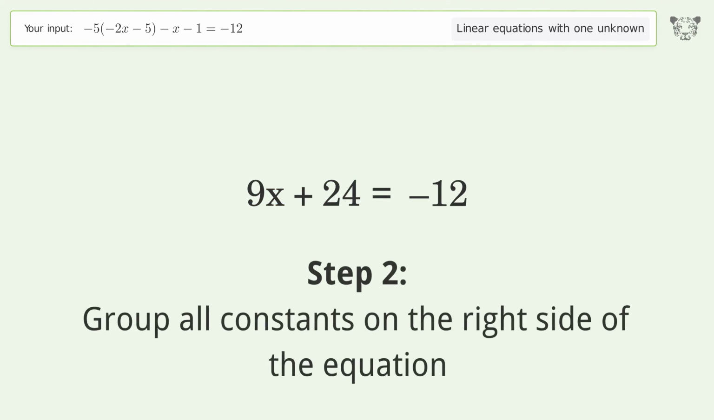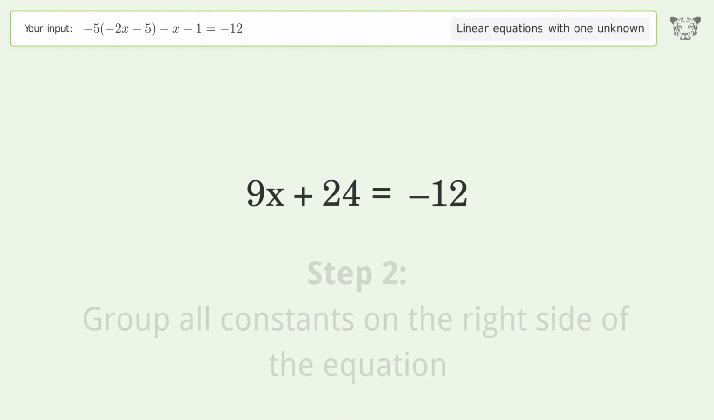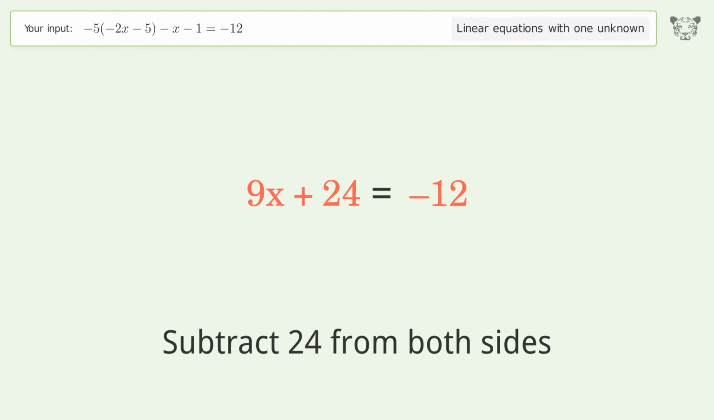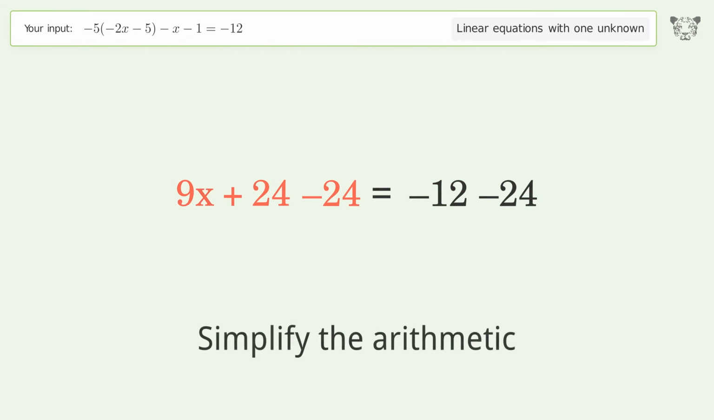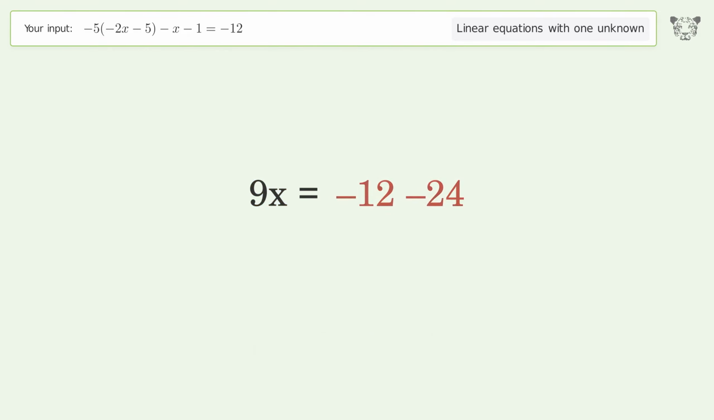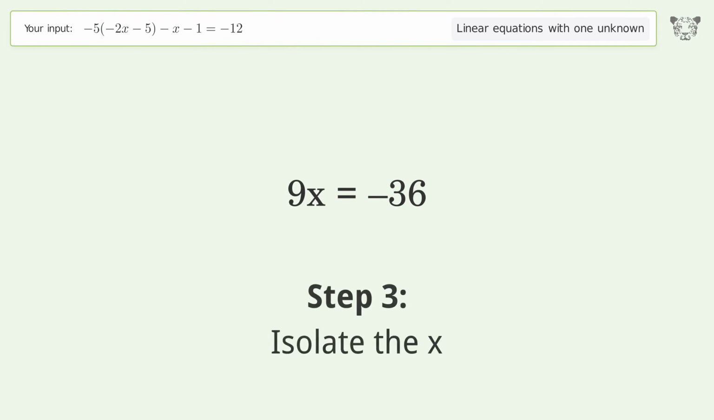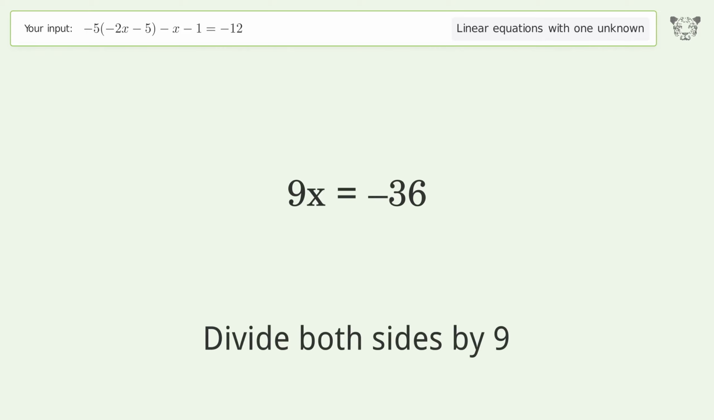Group all constants on the right side of the equation. Subtract 24 from both sides. Simplify the arithmetic. Isolate the x. Divide both sides by 9.